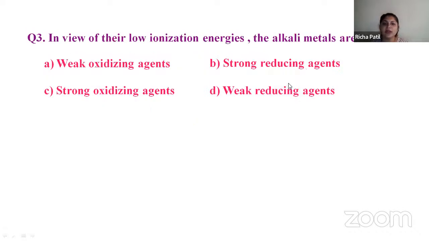In view of their low ionization enthalpy, the alkali metals are... What is the answer? Because alkali metals have low ionization enthalpy, they are strong reducing agents. Yes, the correct answer is B. Strong reducing agent. Lithium has a low ionization energy, so because of this condition, it is a strong reducing agent.